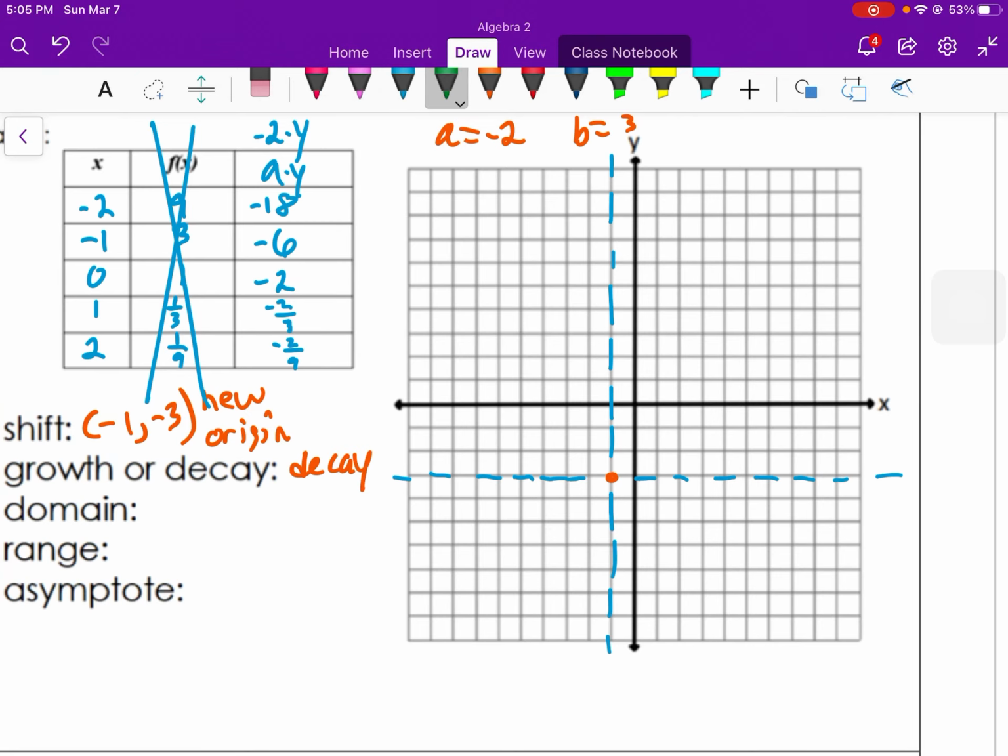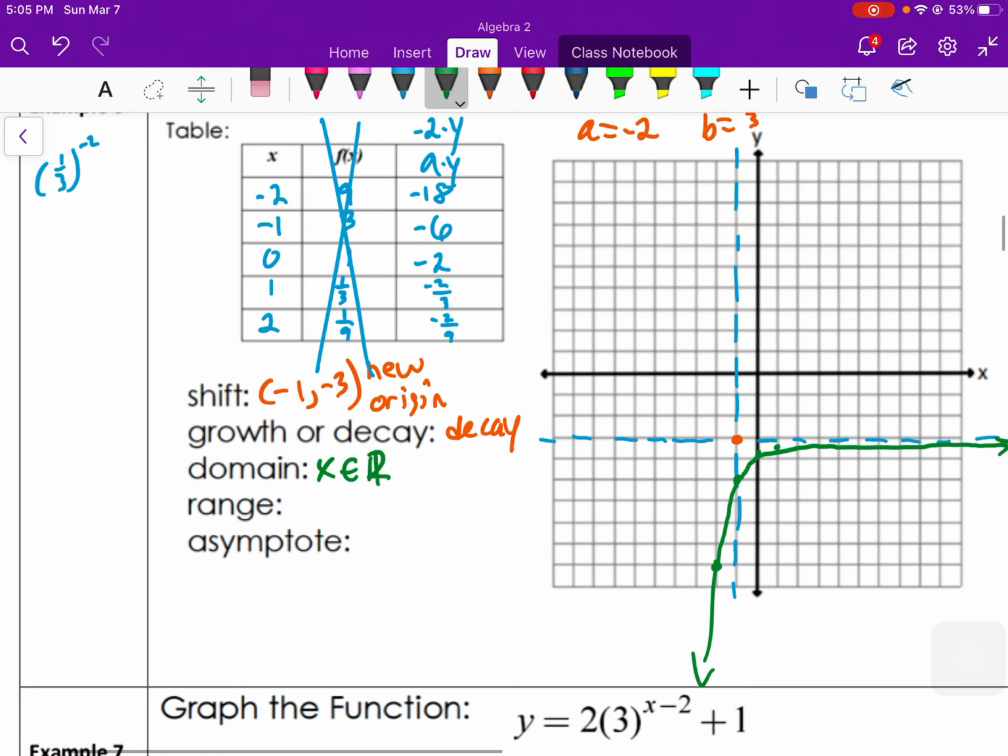-2, -18, again, that'd be way down here. -1, -6, 1, 2, 3, 4, 5, 6. 0, -2, 1, -2/3, and then 2, -2/9. So that's getting real close. We're approaching. There we go.